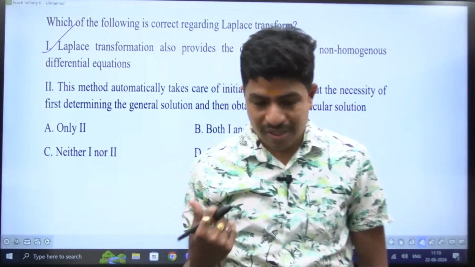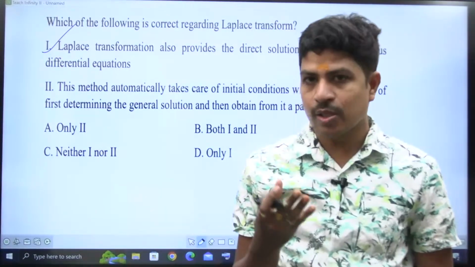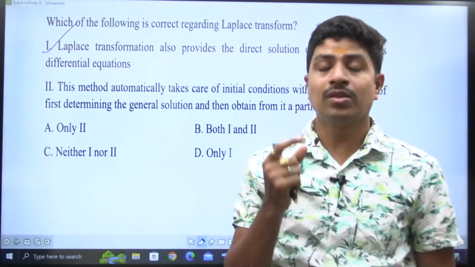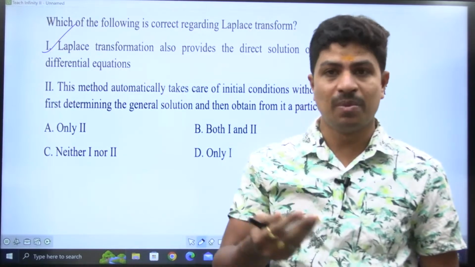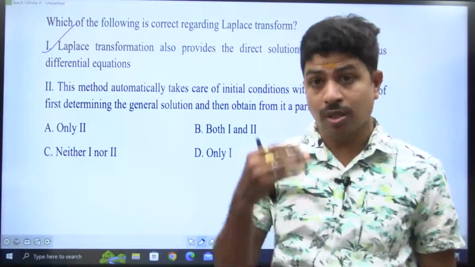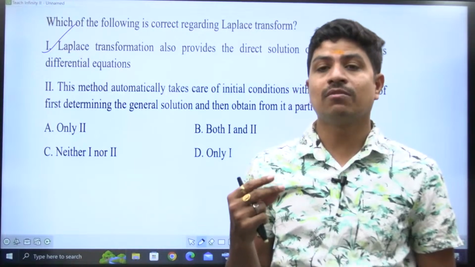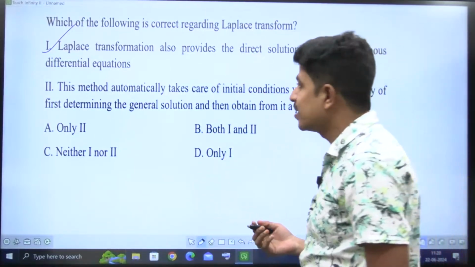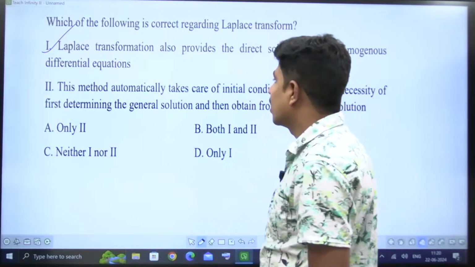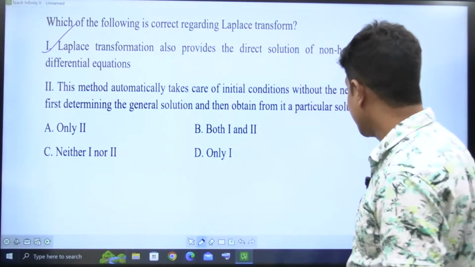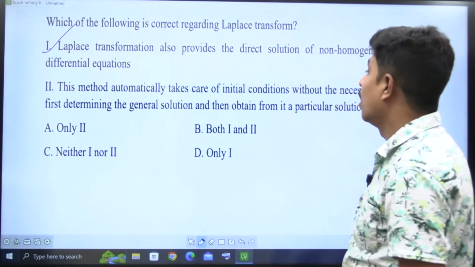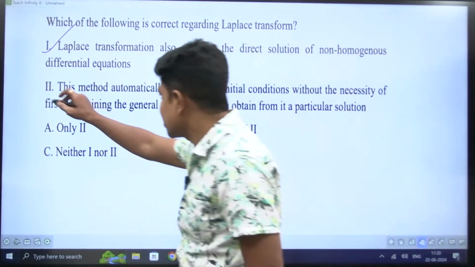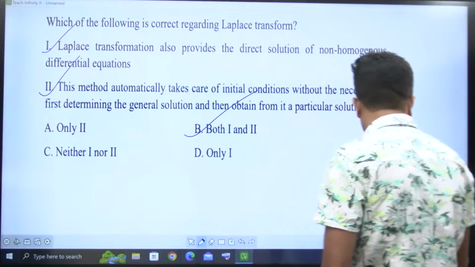So see, if you want to solve a differential equation, normally it is going to have two solutions. One solution is the particular integral, another solution is the complementary function. Those two we have to solve separately, but if you use Laplace transform, within no time you are going to get both combined, a single output. Okay, yeah, that is the advantage. Next, this method automatically takes care of initial conditions without any necessity of first determining the general solution and then obtaining the particular solution. Yes, obviously both 1 and 2 are correct.